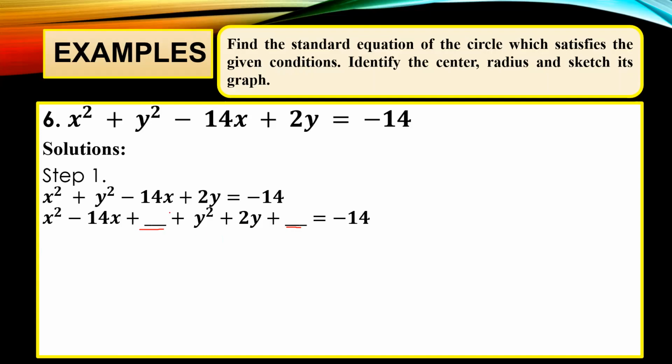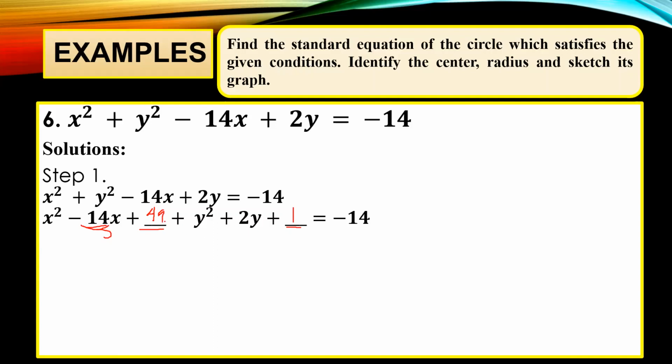So what will be the blank here? So again, how to find the constant? We have negative 14 divided by 2, that will be negative 7. Negative 7 times negative 7, that is positive 49. So therefore, this should be 49. Then here, 2 divided by 2, that is 1. 1 times 1, that is 1.